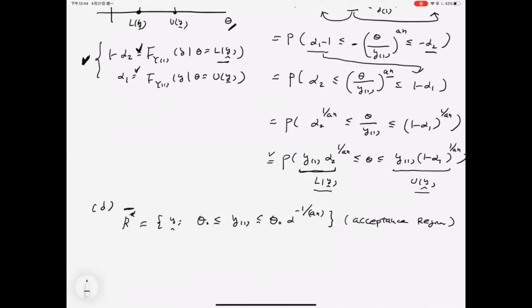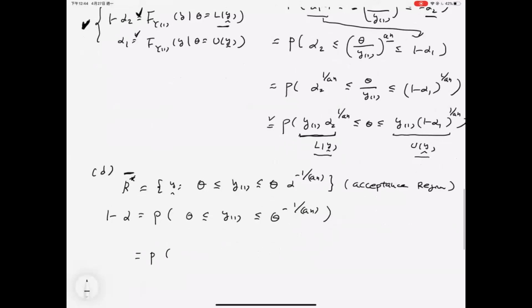Okay, then remember how I taught you to convert a rejection region to the 95%, or 1 minus alpha, confidence interval? Bring out your eraser, right? So I can write 1 minus alpha equals the probability of theta smaller than y1, then smaller than theta minus 1 divided by a n. Then you try your best to put theta in the middle.